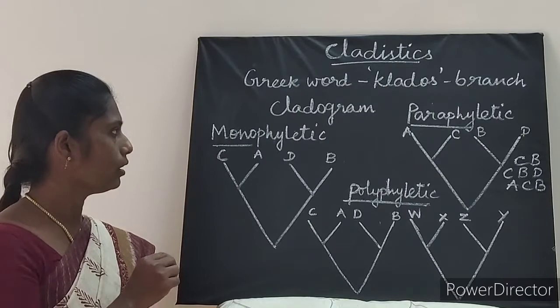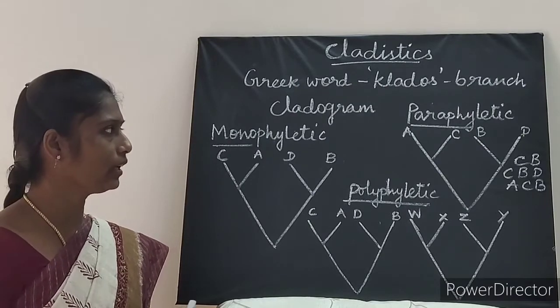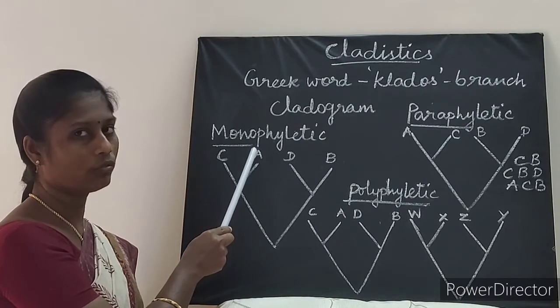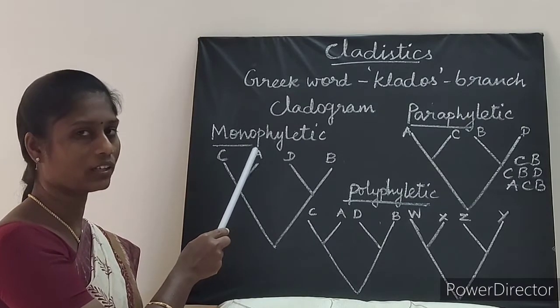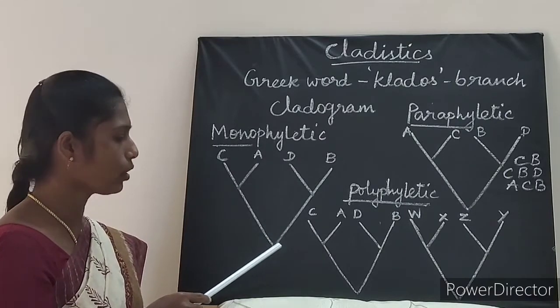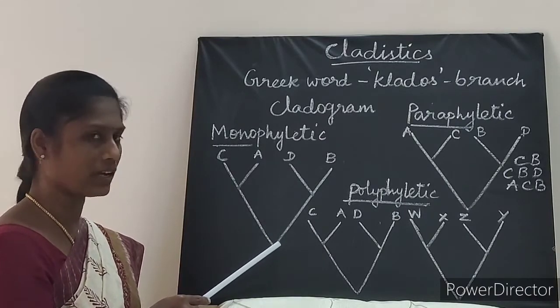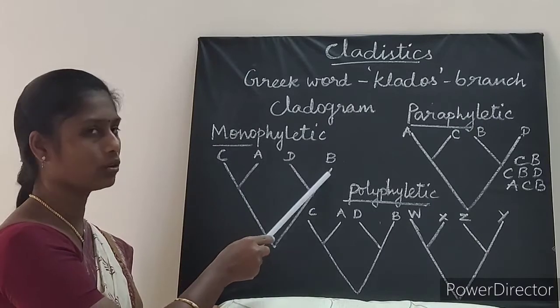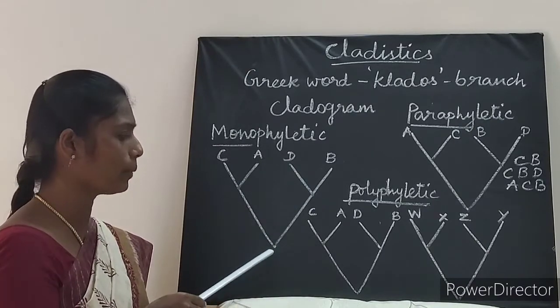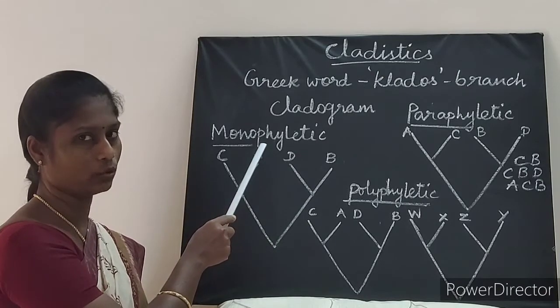Now let us learn what is monophyletic, paraphyletic and polyphyletic. Monophyletic means the species or taxa that include all the descendants of the common ancestor. So this is the common ancestor, and these are all descendants. A taxon that includes all the descendants of that common ancestor is called a monophyletic group.